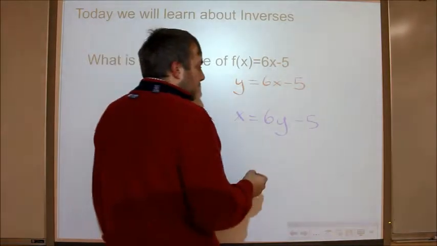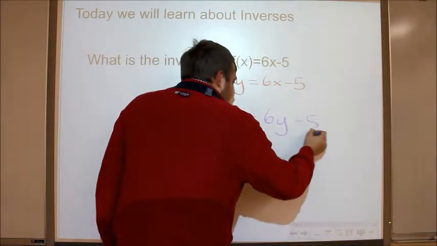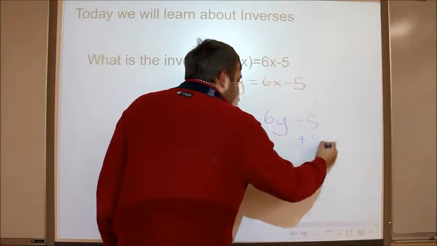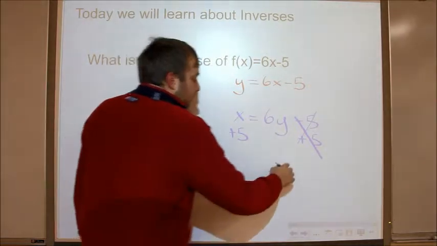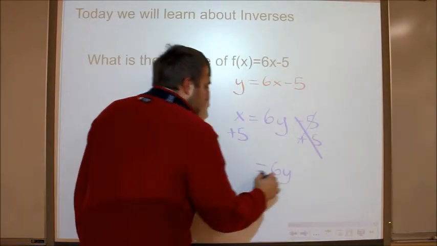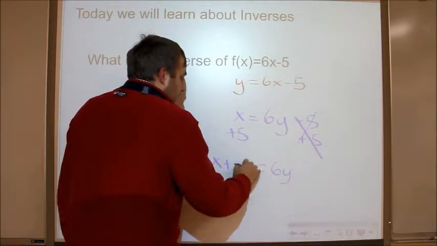Anyways, now just because we're picky in math, we're going to get y by itself now. So how do I get y by itself? I start with the thing furthest away, and I add 5. Add 5. That's going to cancel, and I'm left with 6y equals x plus 5.